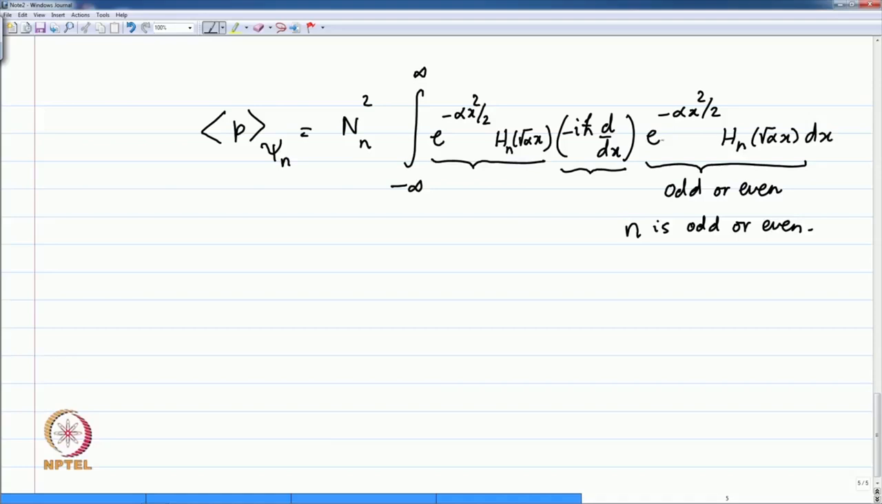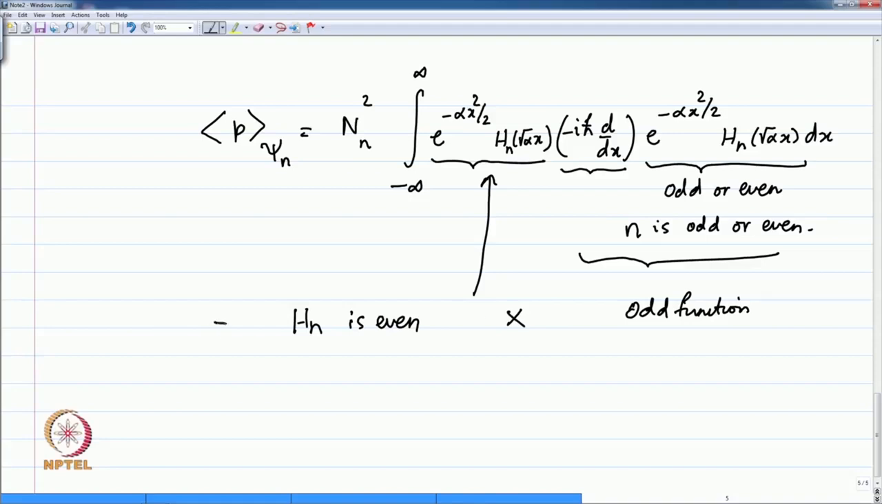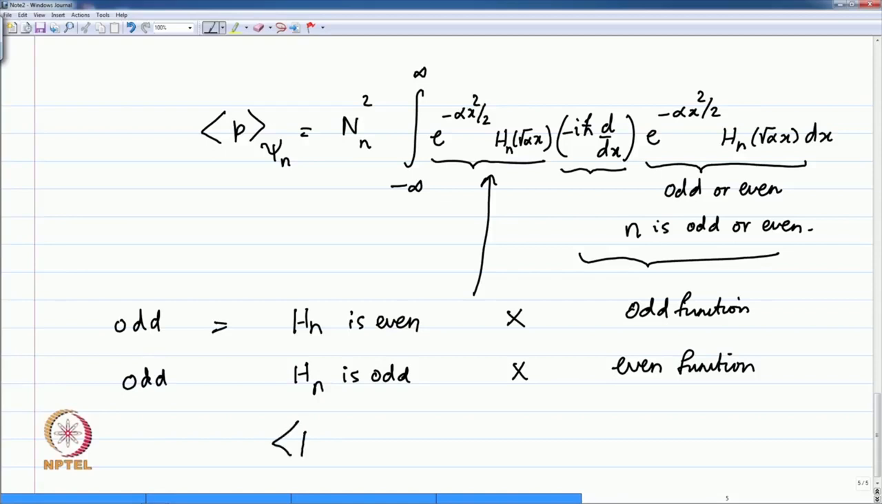Therefore, if you take the derivative of an odd function, you will get an even function. But please remember, if H n is even, then the derivative of H n will give you an odd function. Therefore, the product of the two is odd. Okay. If H n is odd, the derivative of the same H n, which is the odd function, will give you an even function, and therefore the product is again odd. Therefore, the integral for any state psi n of the average value for the momentum is also 0.